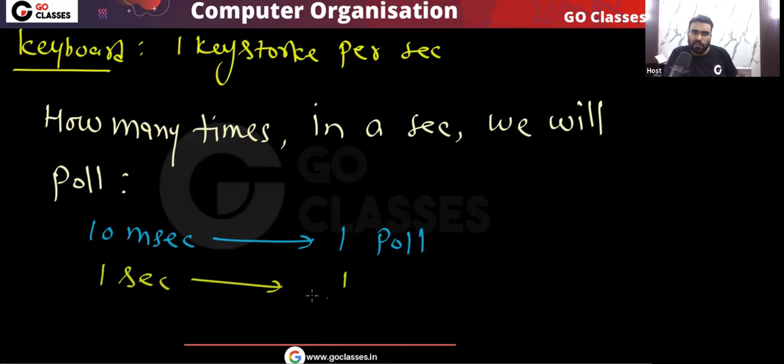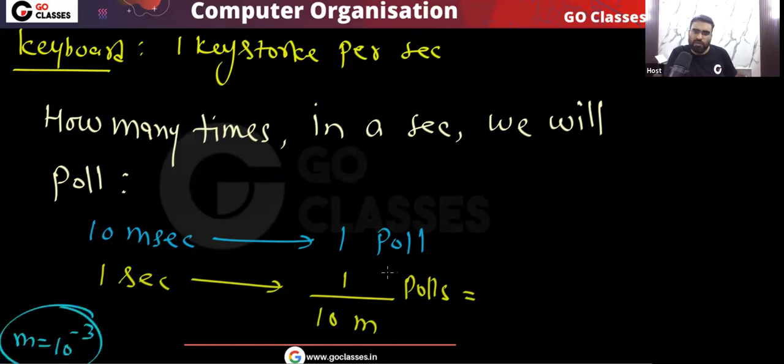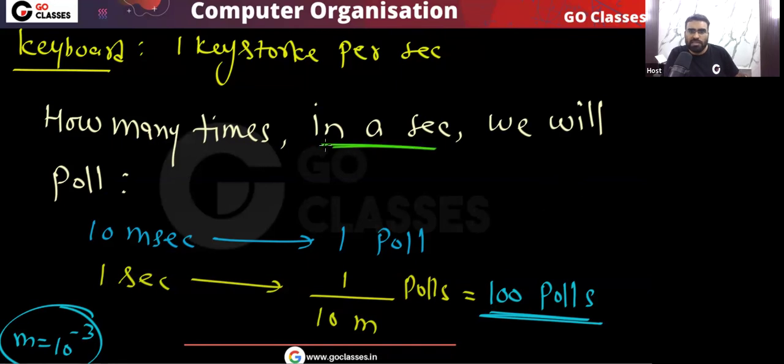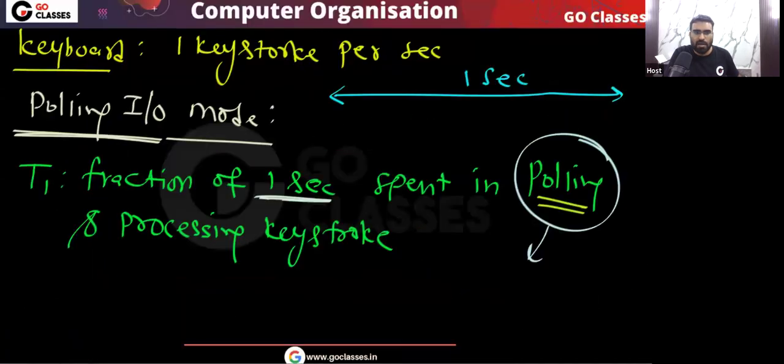That will be 1 divided by 10 milli, and milli means 10 to the power minus 3. So it will become 100 polls. Can I say that there will be a total of 100 polls? Within a second, how many times will we poll? 100 polls. Correct? So remember, in this polling, total 100 polls.